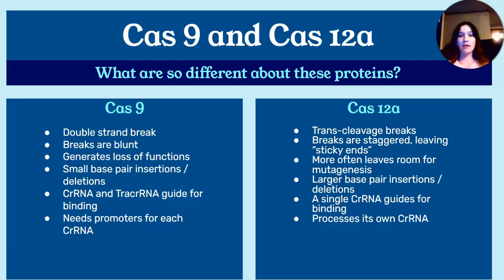For Cas9 to bind to the DNA sequence, there need to be two RNAs known as crRNA and tracrRNA. On the other hand, Cas12a has a single crRNA. And Cas12a is special because it does not need the tracrRNA that Cas9 needs, and it processes its own crRNA.